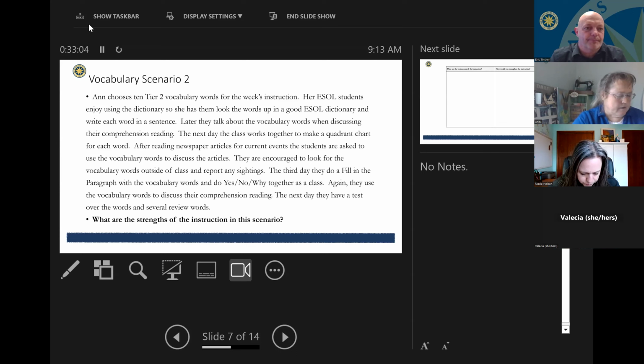Anne chooses 10 Tier 2 vocabulary words for the week's instruction. Her ESOL students enjoy using the dictionary, so she has them look the words up in a good ESOL dictionary and write each word in a sentence. Later, they talk about the vocabulary words when discussing.